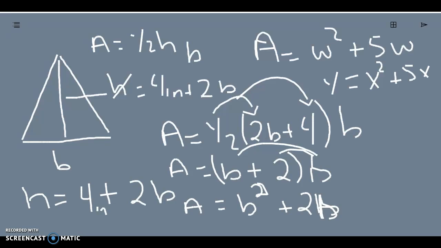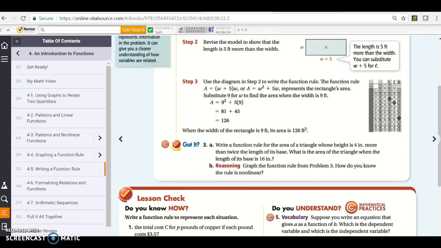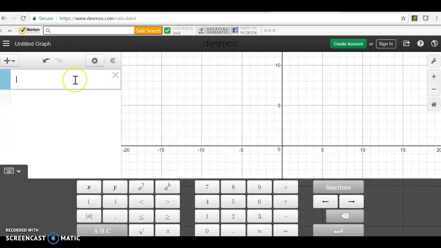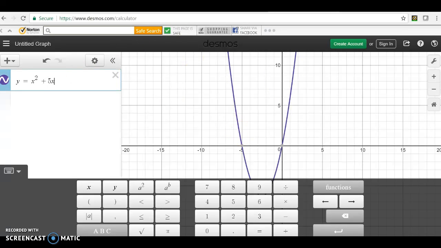Just for my calculator's sake, because I'm going to use my free graphing calculator at www.desmos.com. And I'm going to say y equals x squared plus 5x. And so I knew it was going to be quadratic because of the square here.